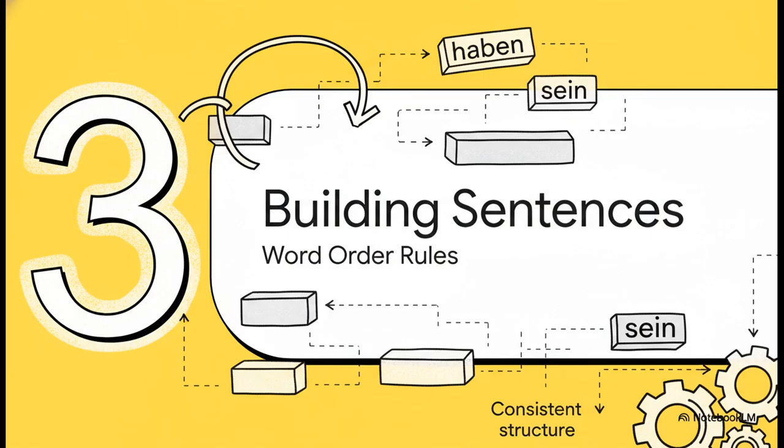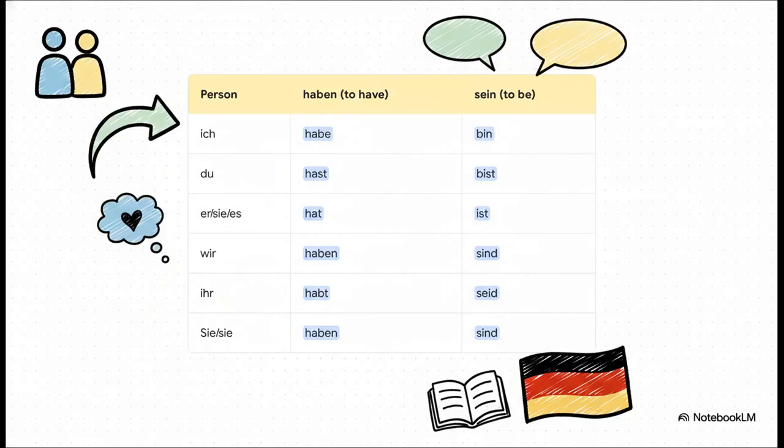Great. So now we know which helping verb to choose. The next logical step is figuring out how to build the sentence correctly. The structure is absolutely key, but luckily for us, it's very consistent. So, first things first, the helping verb. Doesn't matter if it's haben or sein, it has to be conjugated to match the subject. So for I, it'll be ich habe or ich bin. For he, it's going to be hat or ist. This table shows you exactly how that works. The helping verb always has to agree with who's doing the action.